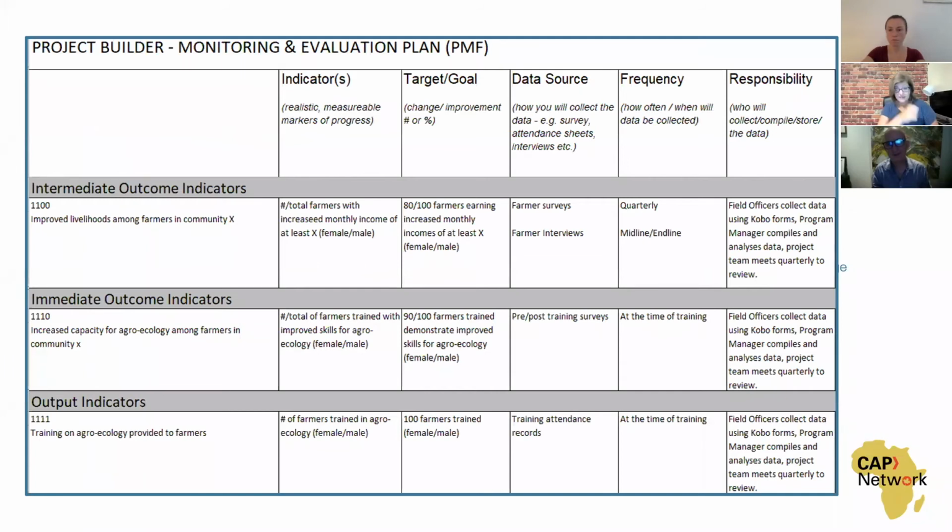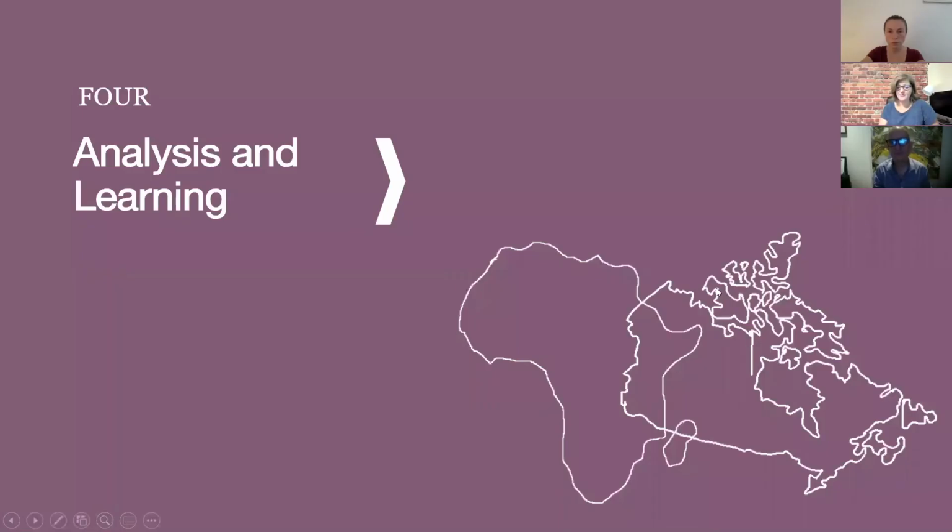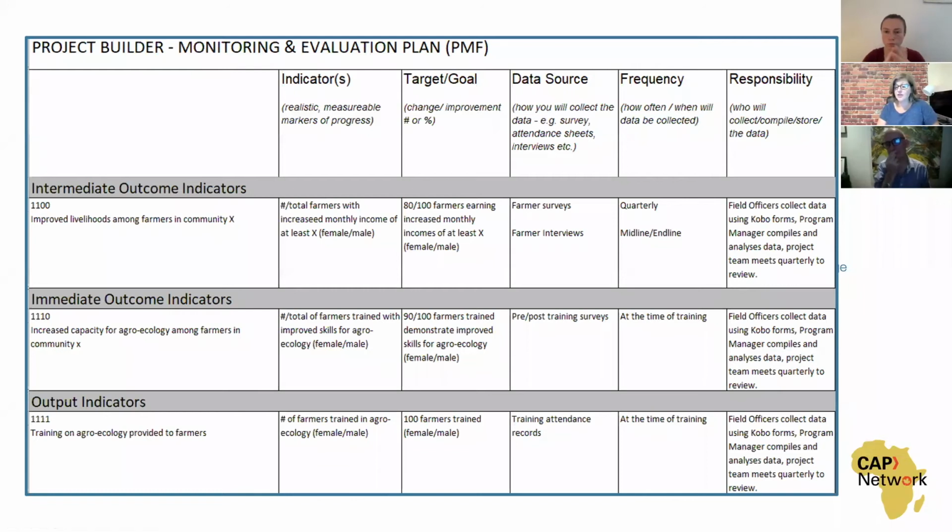So here's a quick glance at the monitoring and evaluation plan, what it looks like in the project builder when you've got all of these pieces: your indicator, target, your data source, that's the tools, how you're going to collect the data, frequency, and responsibility. So you can see all of the pieces are laid out in advance, which means it's easy to then integrate into your work plan and your project, your timelines, and roles and responsibilities from the outset.